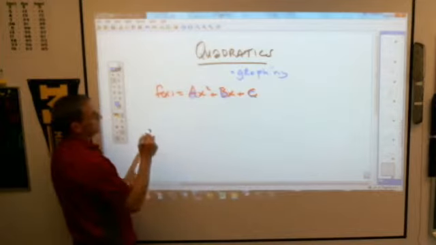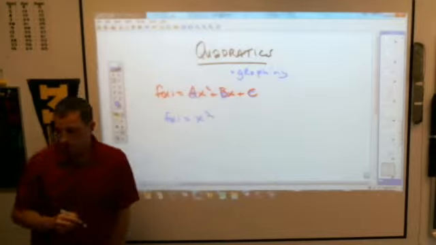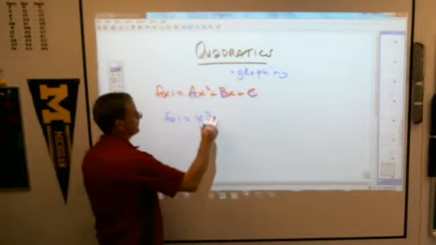Okay. Let's say I've got this quadratic function, f of x equals x squared plus 6x plus 5. We should make one that works. Does this one work? Yeah, it does.